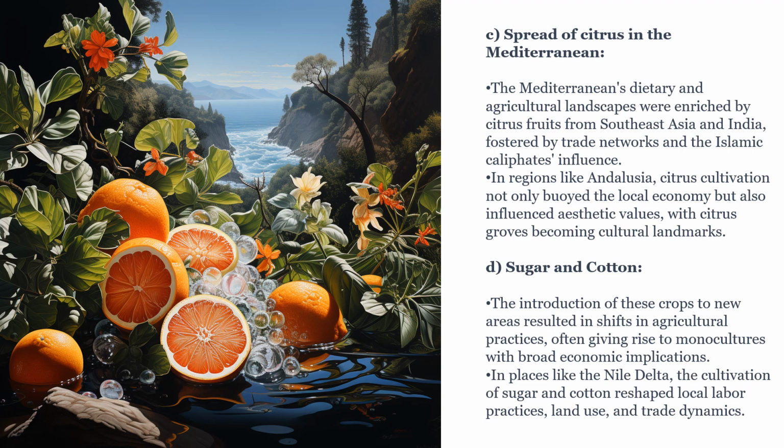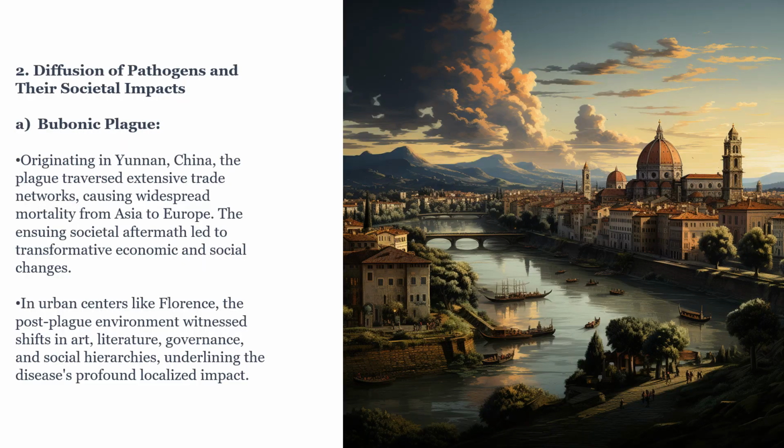The introduction of these crops to new areas resulted in shifts in agricultural practices, often giving rise to monocultures with broad economic implications. In places like the Nile Delta, the cultivation of sugar and cotton reshaped local labor practices, land use, and trade dynamics. On the negative side, we had the diffusion of pathogens and their societal impacts.